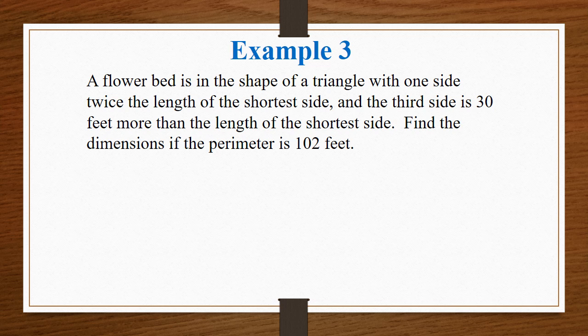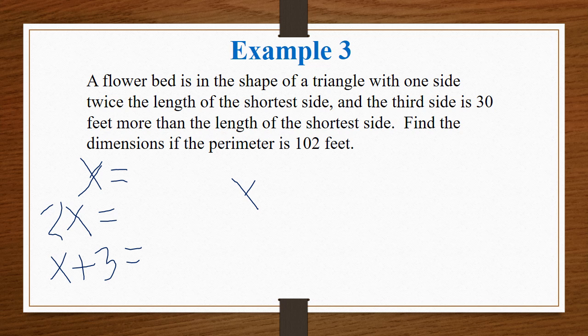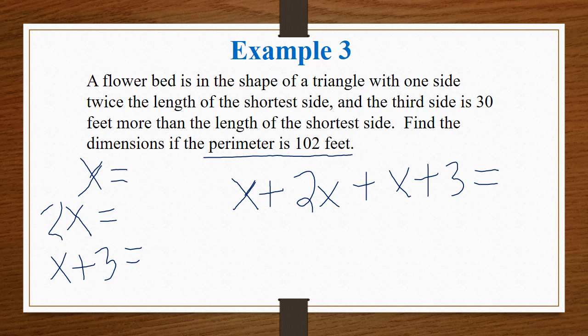Okay, so we have my triangle, and we already discussed that my 3 sides were x, 2x, and x plus 3, right? Okay, so now we're going to find the perimeter. Well, perimeter is adding up all 3 sides. So I have x plus 2x plus x plus 3. And what does my perimeter equal? 102 feet.